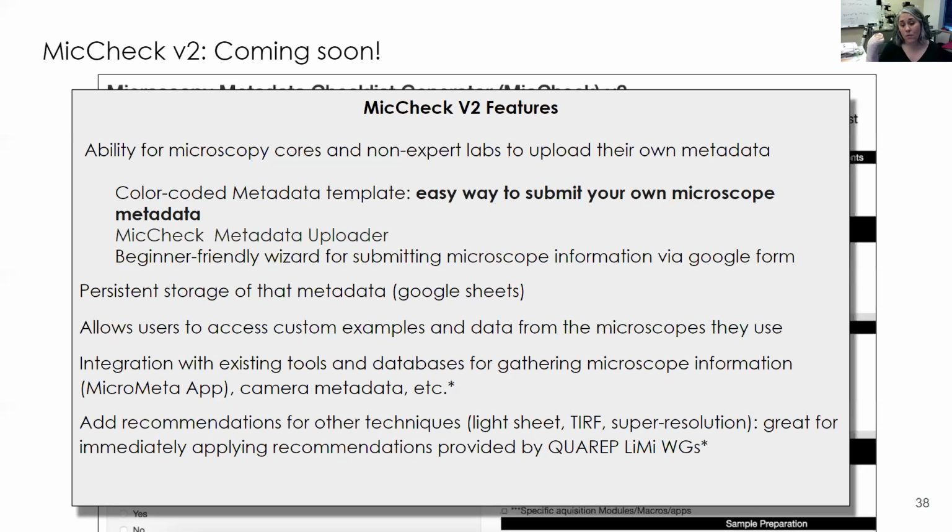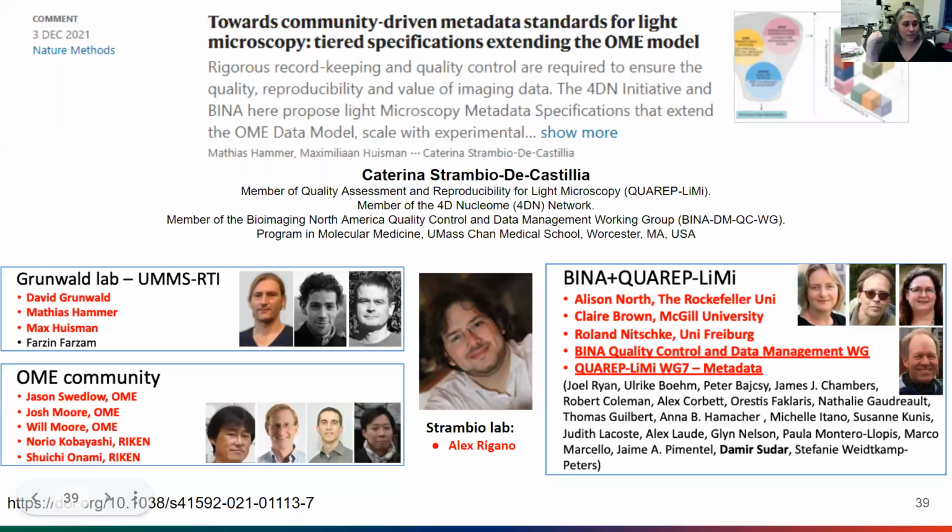And what I'm excited about this tool is that then we can very easily also implement recommendations that we develop in the working group 11. So that's it. Thank you.